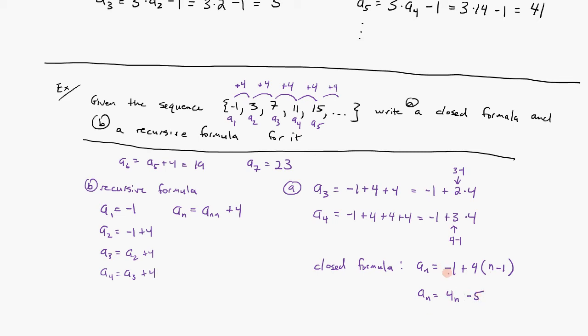You can check that this is correct. This should be 4 times n. You can check that this is correct, right? Because when n equals 1, you have 4 minus 5, which is -1. When n equals 2, 8 minus 5 is 3. When n equals 3, 12 minus 5 is 7. So we get back the terms of the sequence using this formula. So this is closed formula, and then this is the recursive formula.